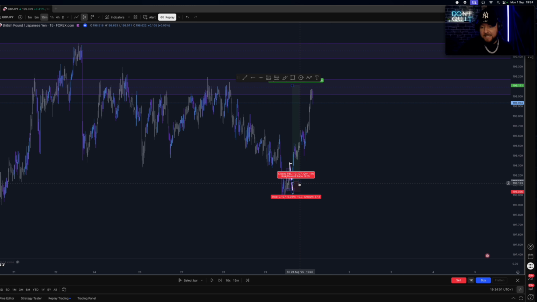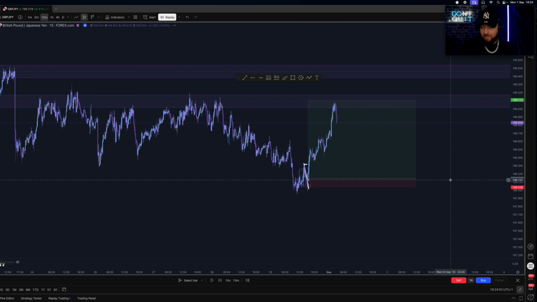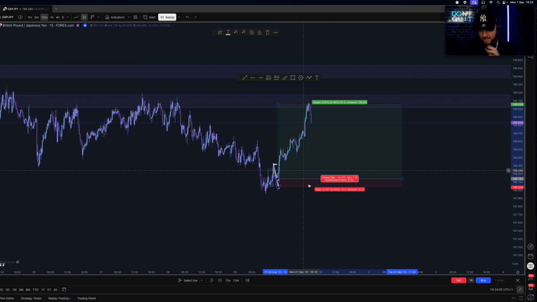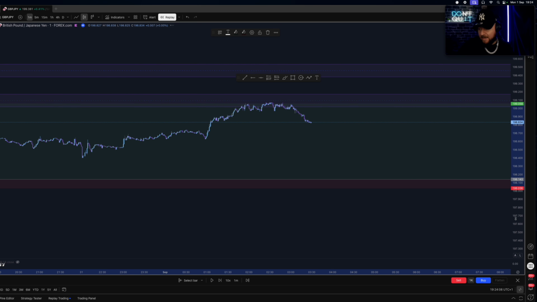You see that? It gets there, right? Anyway, that was the point I was trying to make. So there's a 4-hour support and resistance zone up there, but I genuinely used the 1 minute to get in.